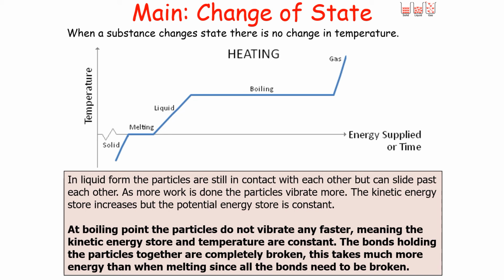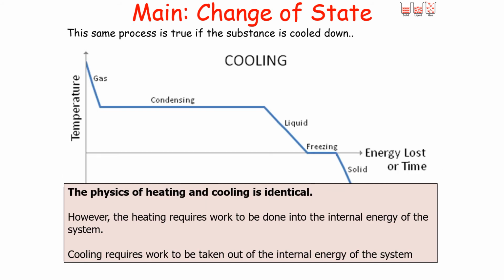Now what this means is that the temperature doesn't change, but the state does. Now this takes a lot more energy when this happens compared to melting, since all the bonds are broken. So therefore the latent heat of fusion is going to be less than the latent heat of vaporization. Now the same process is true if the substance is cooled down, because the physics of heating and cooling are identical. However, heating requires work to be placed into the internal energy of the system, whilst cooling requires work to be taken out of the internal energy of the system.